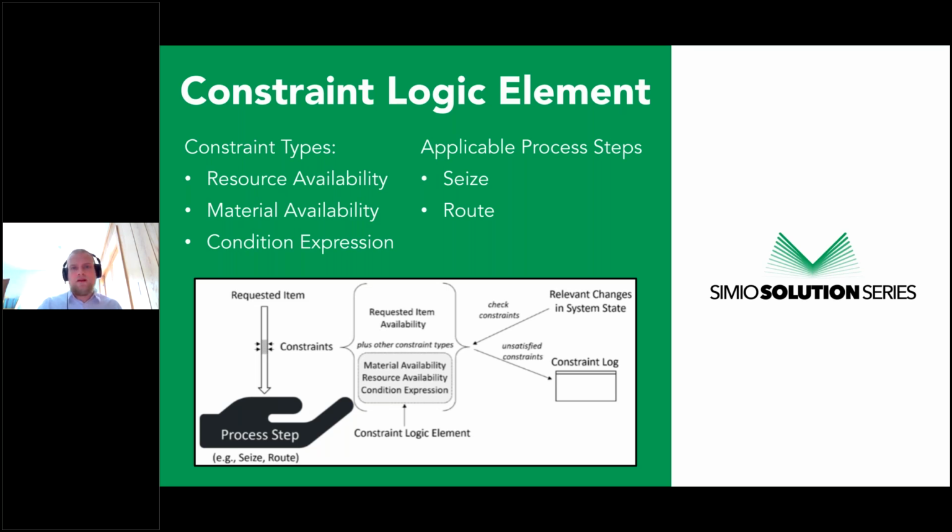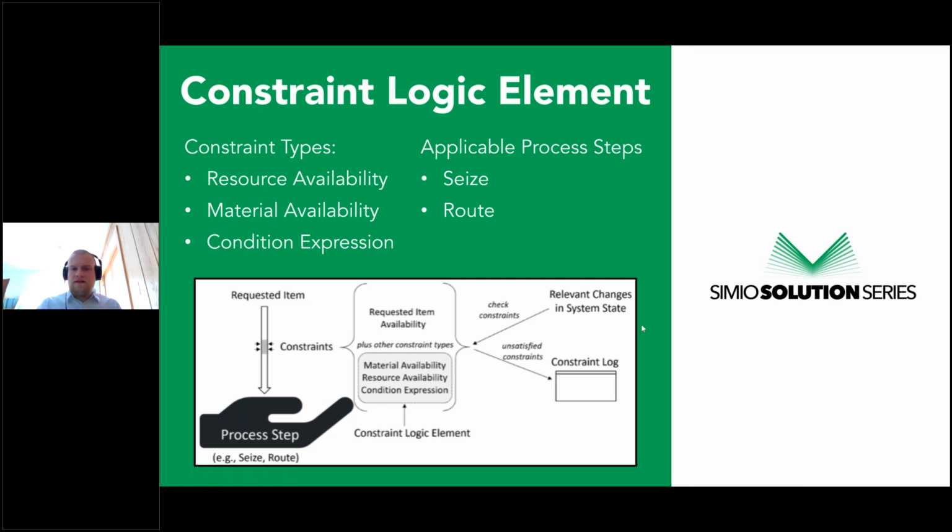And there are 2 different process steps that you can apply these constraint types to, and that's a seize or a route step. Those could be applied directly to the process steps in process logic, or there are properties that are made available on the objects that have these steps built in that allow you to apply the constraint logic to it.